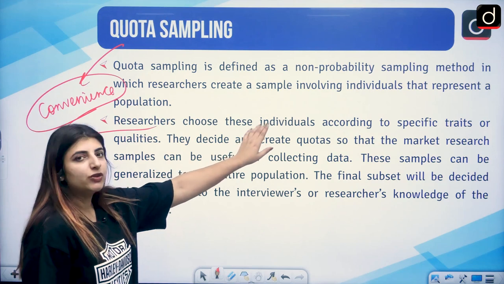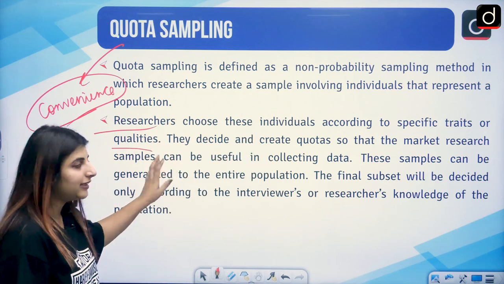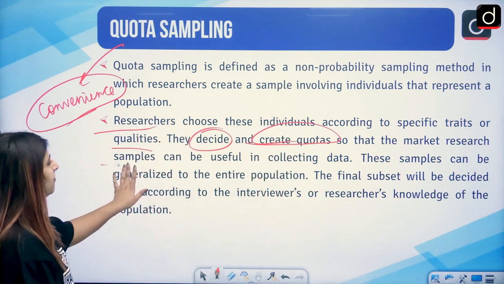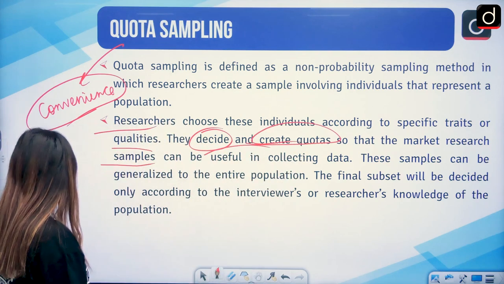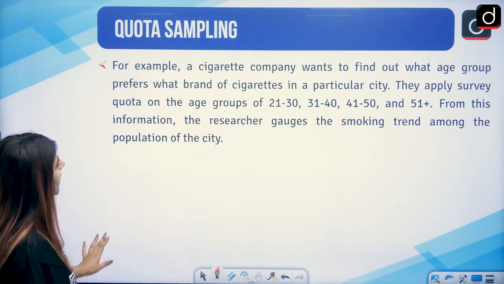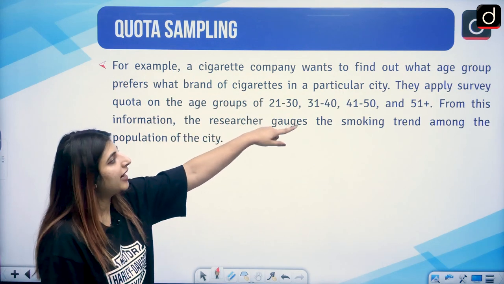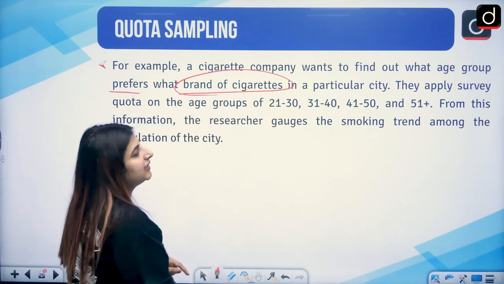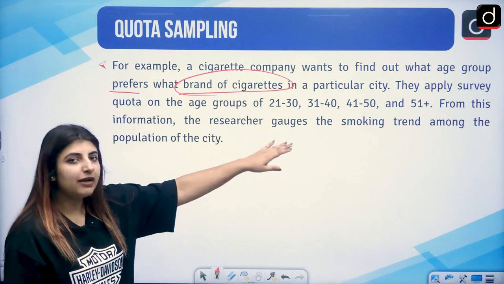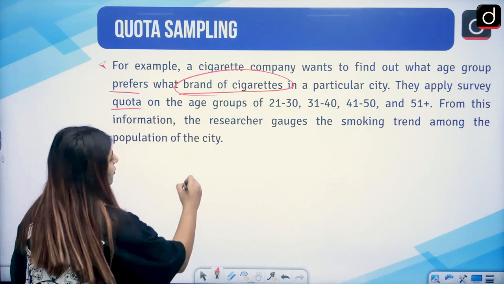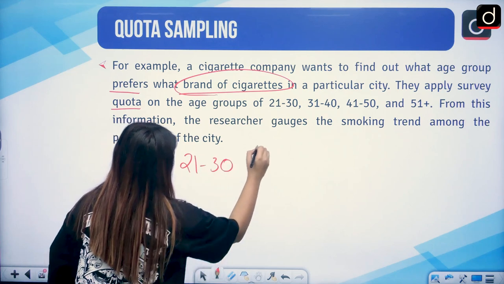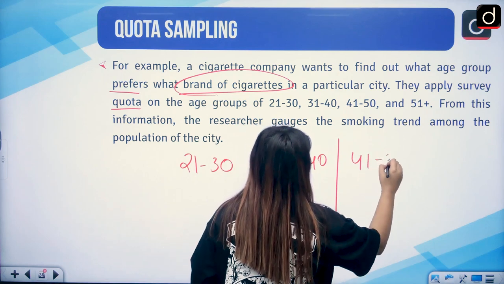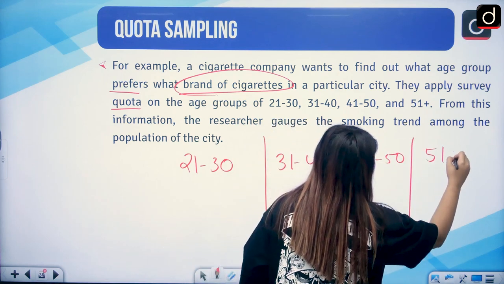Researchers choose these individuals according to specific traits or qualities. They decide and create quotas so that these research samples can be useful in collecting data. An example would be this: a cigarette company wants to find out what age group prefers what brands of cigarettes in a particular city. So they apply survey quotas on age groups of 21 to 30, 31 to 40, 41 to 50, and 51 plus.